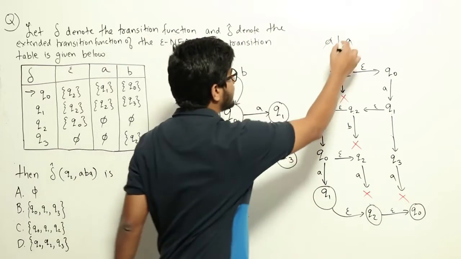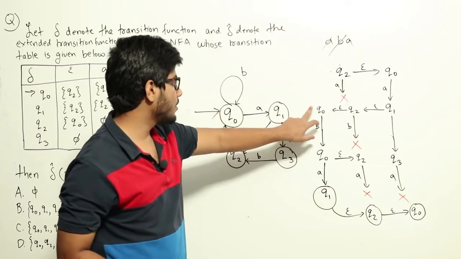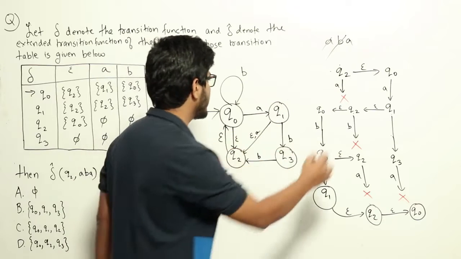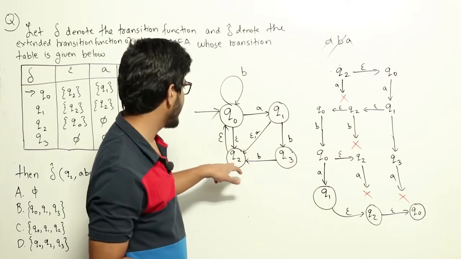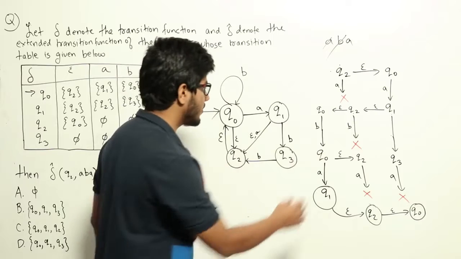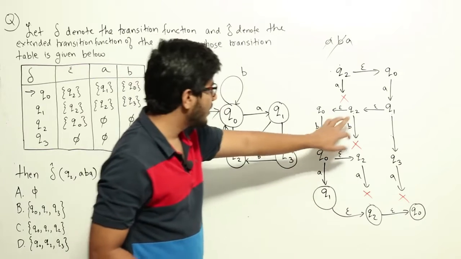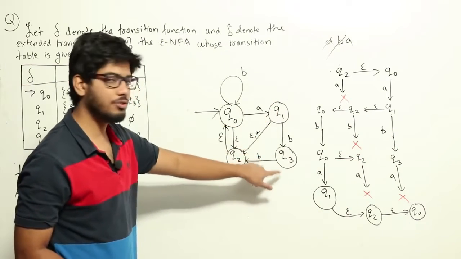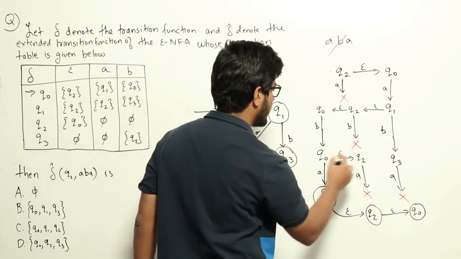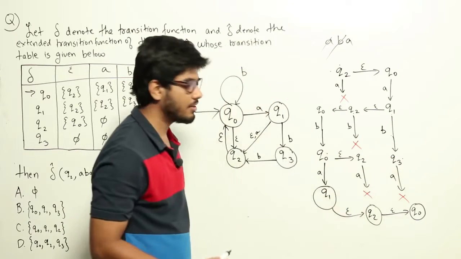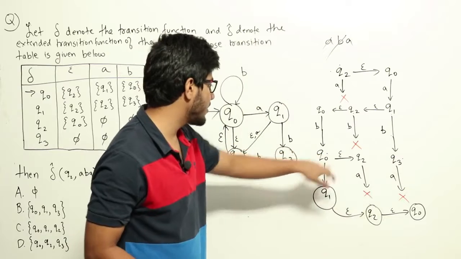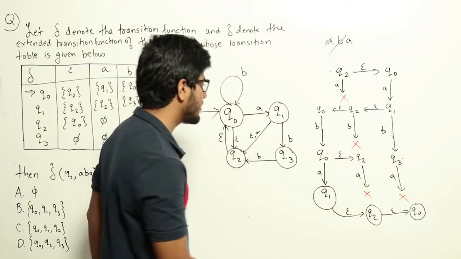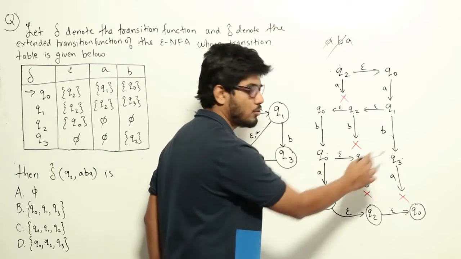Again I will see the next alphabet, that is B. On Q0, on seeing B, I will go to Q0 only. On Q2, on seeing B, there is no transition available, so from Q2 I can't go anywhere. From Q1, on seeing B, I can go to Q3. So now Q0 and Q3 are the states. But from Q0, taking the epsilon transition, I can simultaneously go to Q2 as well. There are no further epsilon transitions which I can take. So currently the states are Q0, Q2 and Q3.